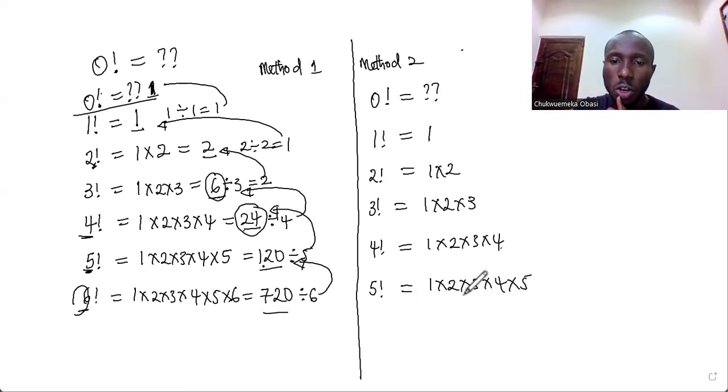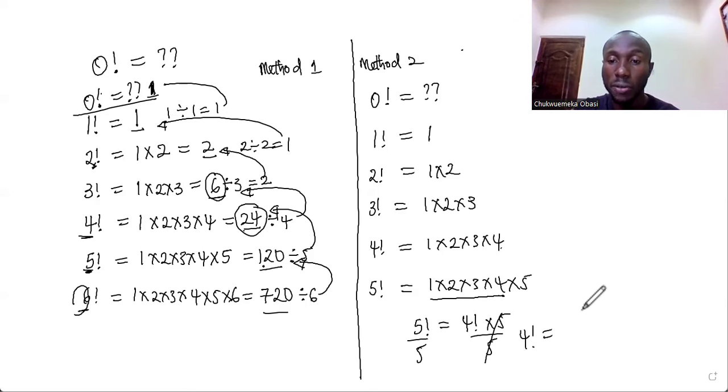Perfect. Now, what do you observe here? Let's start with 5 factorial. 5 factorial is the same as 1 times 2 times 3 times 4, and all of this is just 4 factorial, then times 5. So, in other words, if I divide both sides by 5, I will get that 4 factorial is the same as 5 factorial over 5. That will be 120 over 5, which is 24, and that is 4 factorial, just like you know.